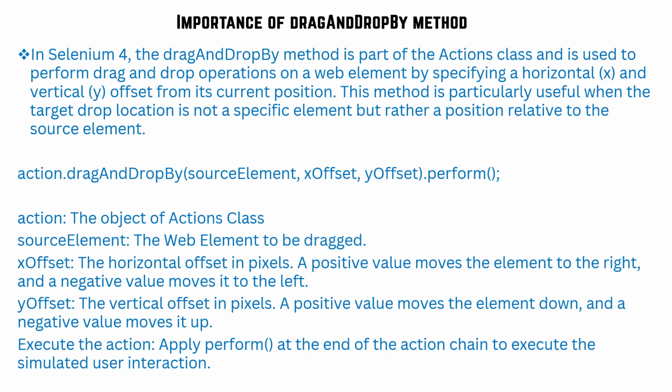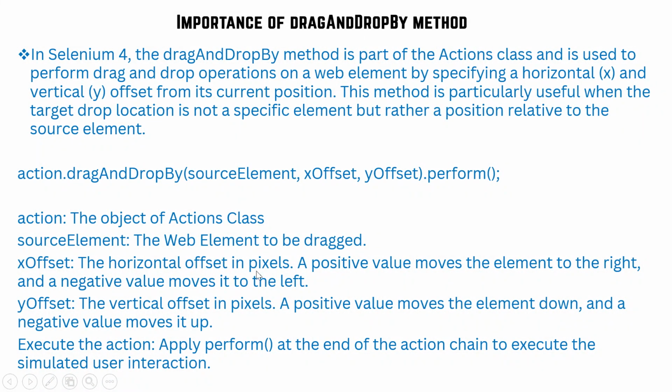So in Selenium 4, the dragAndDropBy method is part of the Actions class and is used to perform drag and drop operations on a web element by specifying a horizontal x and vertical y offset from its current position. This method is particularly useful when the target drop location is not a specific element, but rather a position relative to the source element. So actions.dragAndDropBy(sourceElement, xOffset, yOffset).perform(). Actions is the object of the Actions class. Source element is the web element to be dragged.